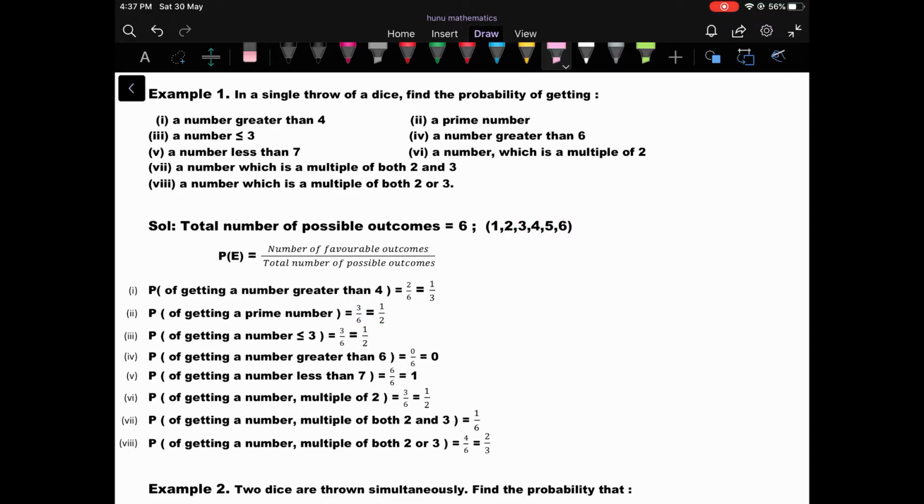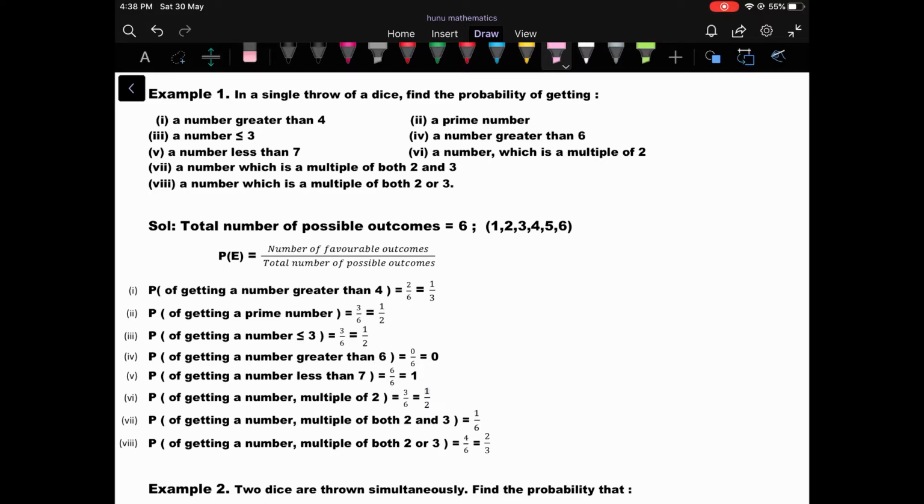Next, the probability of getting a number less than or equal to 3. Let's identify the numbers less than 3: 2 and 1. As it mentions equal to 3, we have to include even 3. So there are 3 such numbers and the probability is half. Next, probability of getting a number greater than 6. Let's look at the sample space. I don't see a number here which is greater than 6. So this is the case of an impossible event. So the probability of the event is 0 by 6, which equals 0.